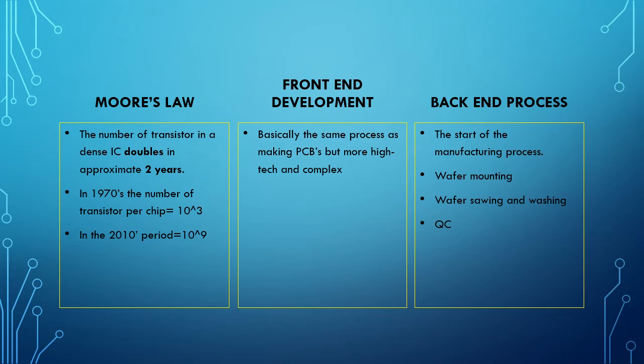Next, back-end processes is the start of the manufacturing processes. This includes wafer mounting, wafer sawing, and washing with some QC processes. Wafer mounting is when the wafer is mounted on a mylar strip and then the wafer is cut and washed of the debris from the silicon. During those processes, some QC processes are involved, like checking whether the chips have any defects or not.